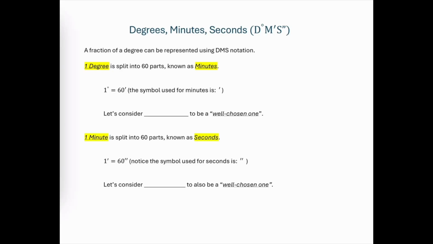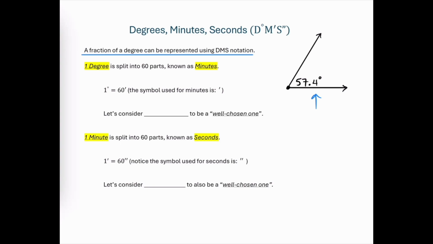When measuring an angle, sometimes that measure contains a fraction of a degree, meaning that the measure of an angle may not always land on a whole number, it might also include some fraction of a degree. When this is the case, we could represent this angle using the decimal degree notation, but we could also represent that fraction of a degree using degree minute second notation.